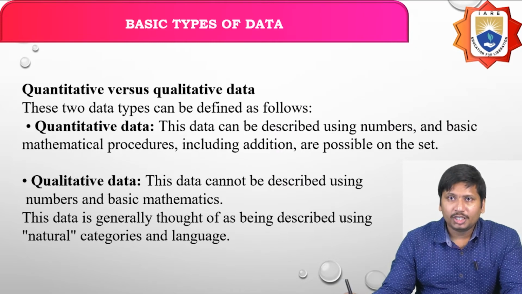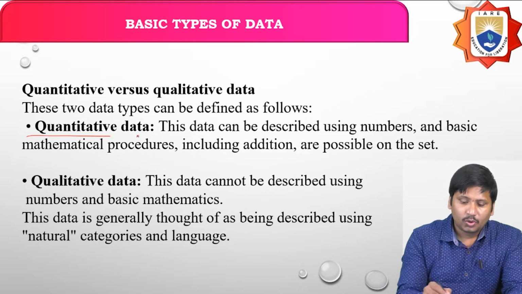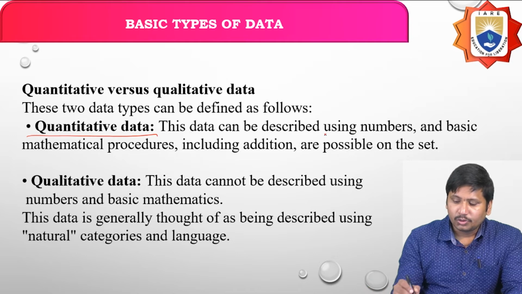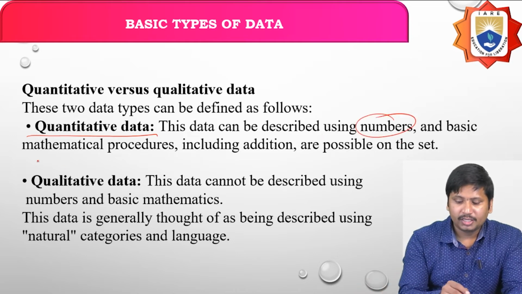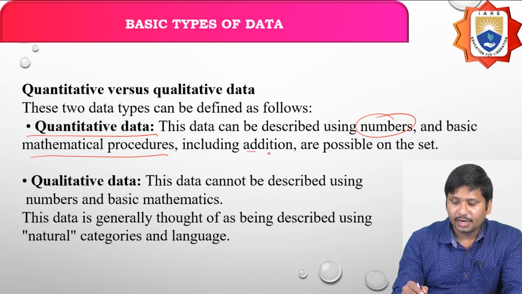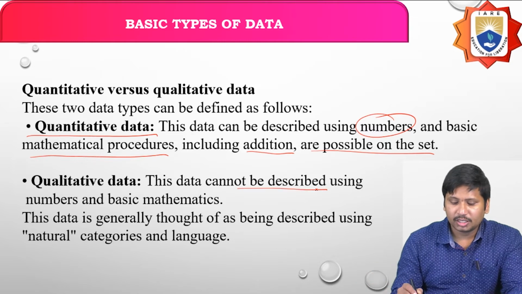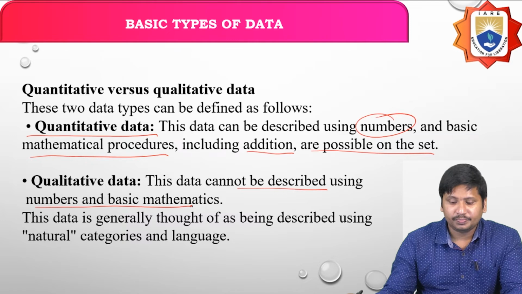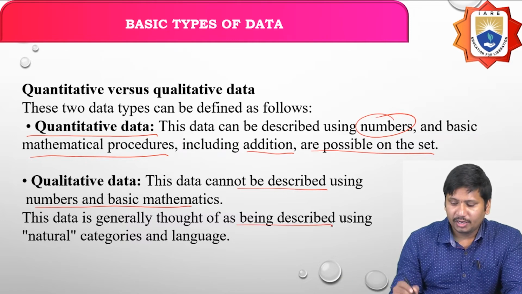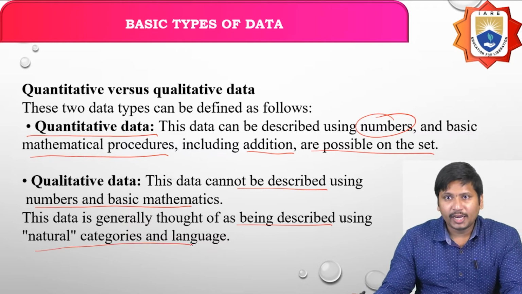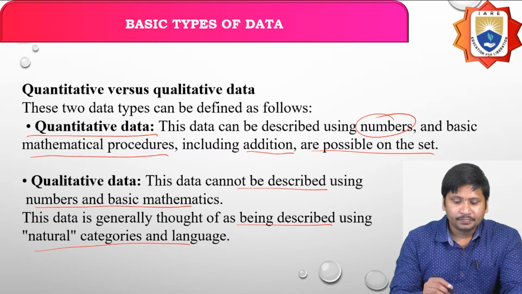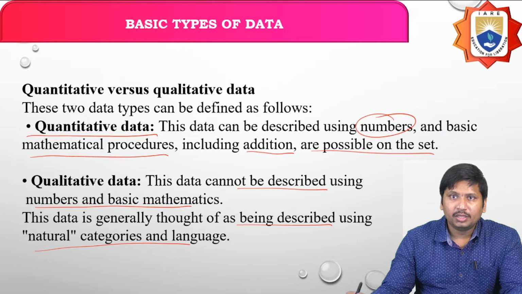Well, coming to quantitative and qualitative data, quantitative data can be described using numbers and basic mathematical procedures, including addition. Whereas qualitative data cannot be described using numbers and basic mathematics. It is generally described using natural categories and language. So the quantitative data should be described using numbers and basic mathematical procedures like addition, subtraction, and multiplication that can be applied on the data.